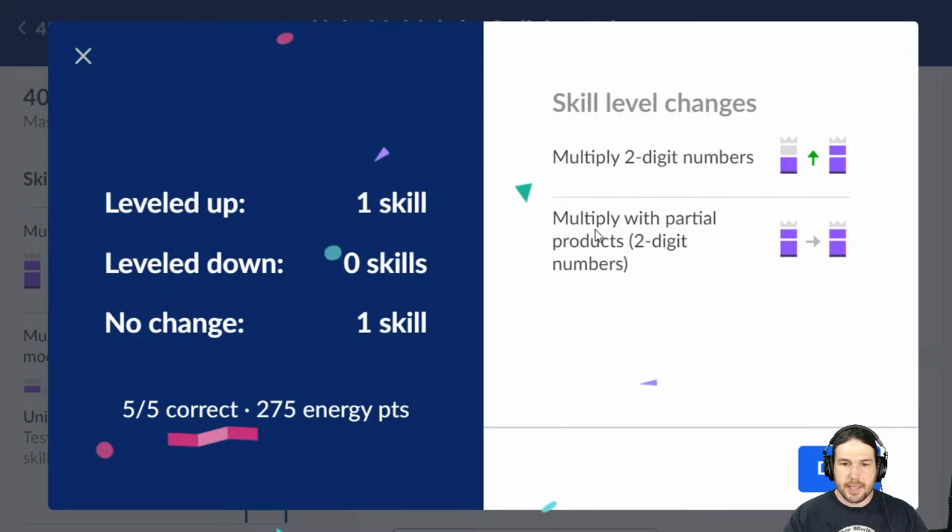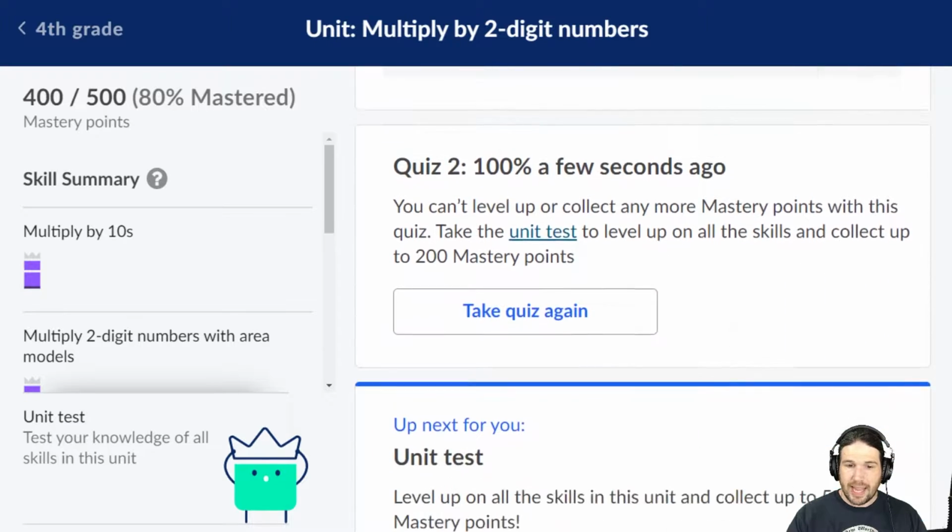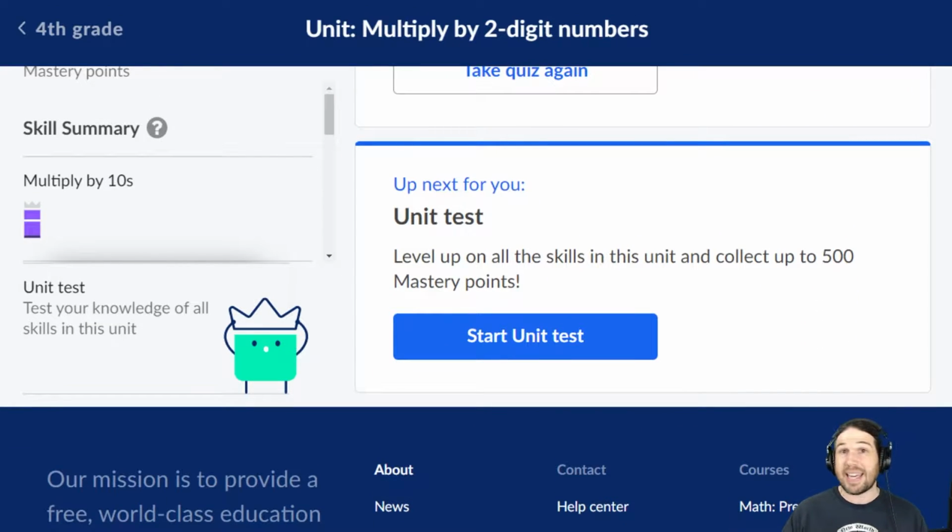That's quiz 2. We did indeed make up for our misstep before. And all we have left for this topic and this stream is the unit test.